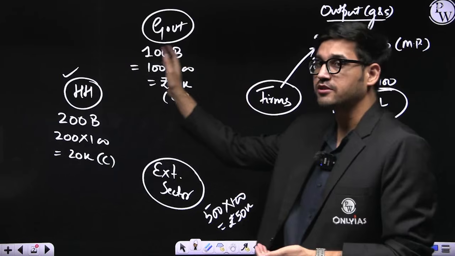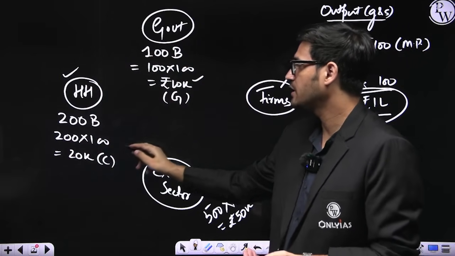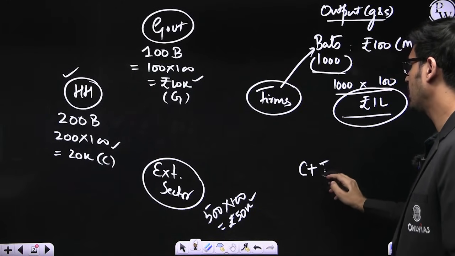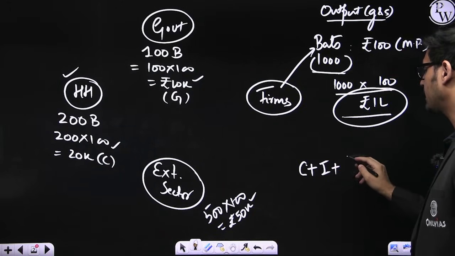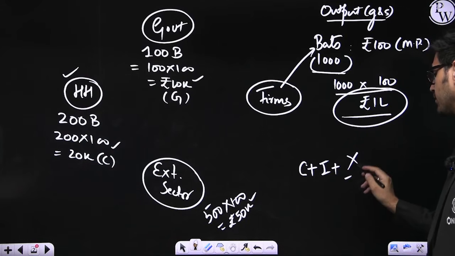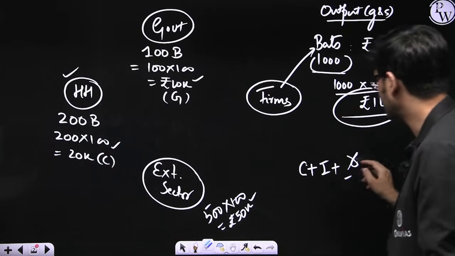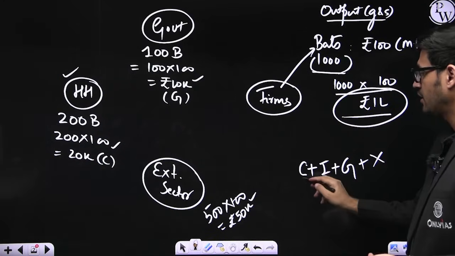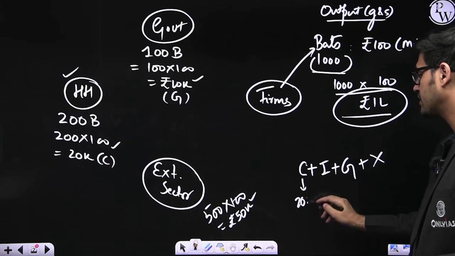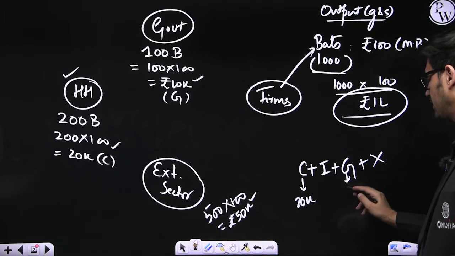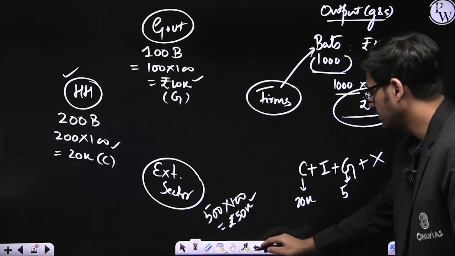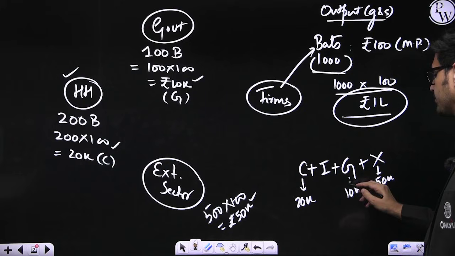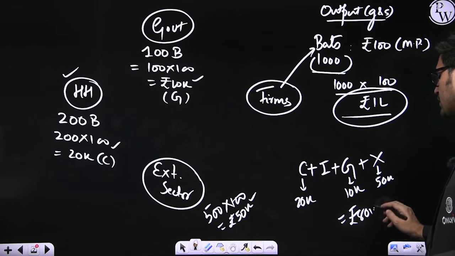Now, if we add up each of their expenditure, you will have 10,000 plus 20,000, 30,000 plus 50,000, 80,000. Consumption expenditure plus expenditure made by firms plus the external sector, all of them combined. Consumers have spent a total of 20,000. Government has spent a total of 10,000, and export value in this case is 50,000 rupees. This comes out to be 80,000 rupees.